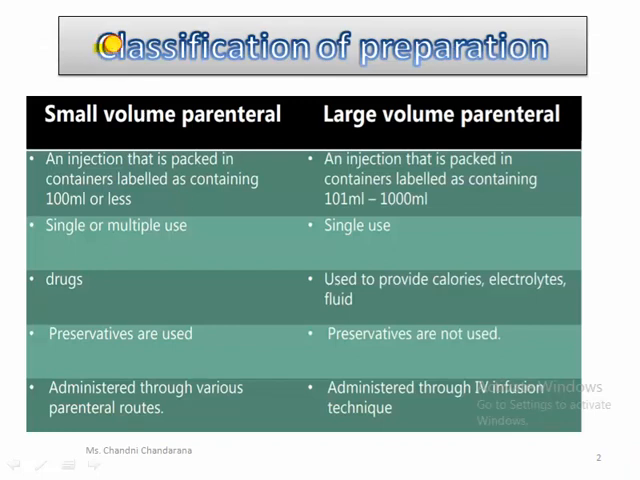This is the general classification of preparation. We are not going into much detail today, but we will see the general classification. Generally, these parenteral preparations are divided into two types: small volume parenteral and large volume parenteral. So what is small volume parenteral? Small volume means the preparation should contain up to 100 ml, or you can say 100 ml or less than 100 ml.